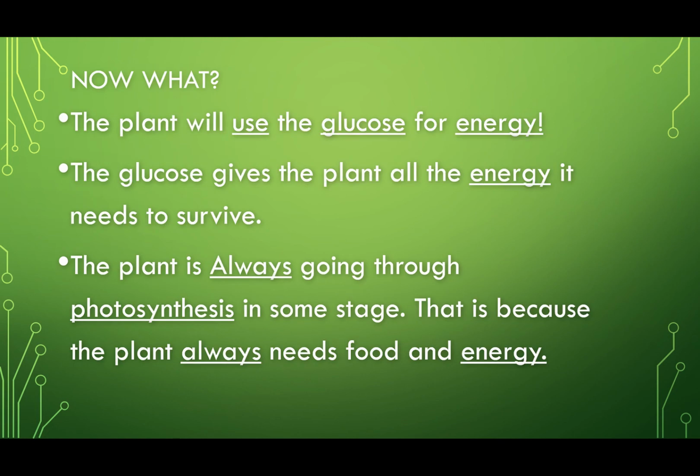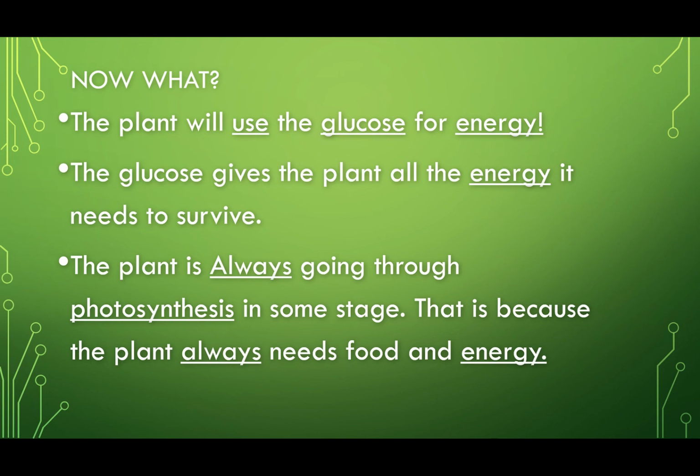So now what? Well, the plant's done. The plant will keep doing photosynthesis. It never stops. But the plant's going to use the glucose it just made for its energy. So the glucose gives the plant all the energy it needs to survive. So a plant doesn't really live off sunlight. A plant uses sunlight to make food in order to use the food. So the plant's always going through some stage of photosynthesis, and that's because the plant always needs food and energy.